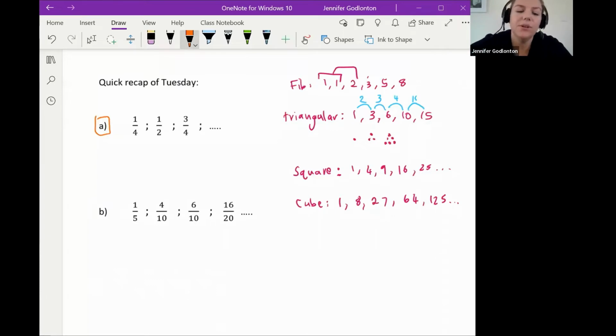Okay, so for example, let's make everything have a denominator of 4. And that would be 1 over 4. And this would be 2 over 4. And then this would be 3 over 4. And so then that should make it a little bit easier. So then what would be my next number? In this case, it would be 4 over 4, or we could write it as 1.